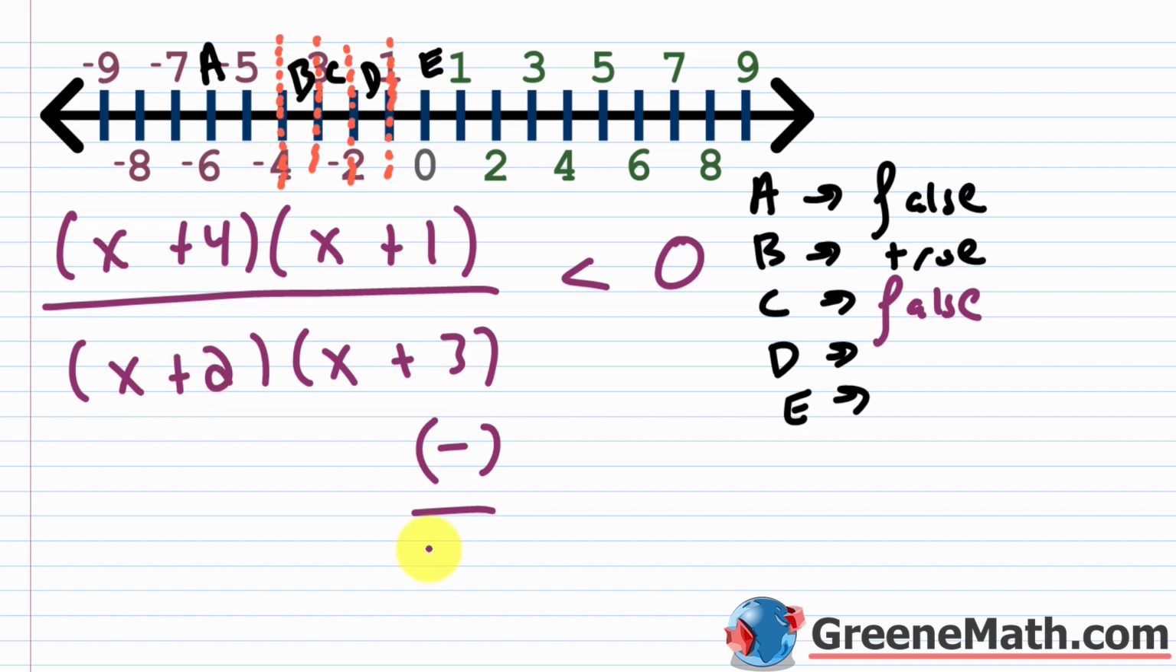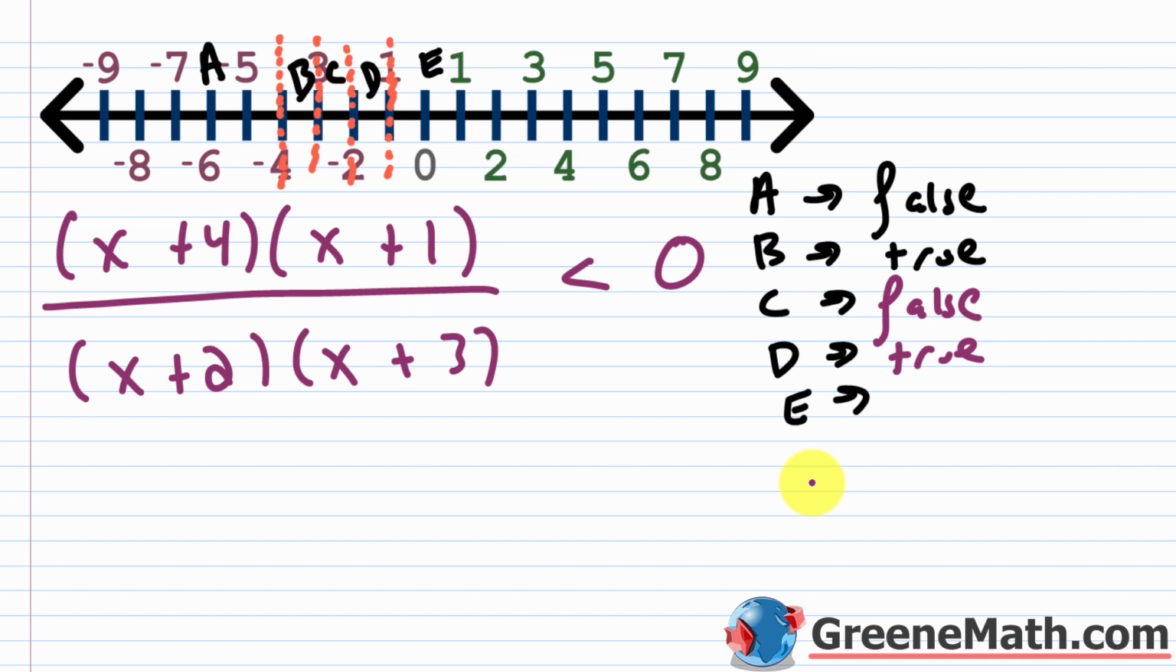Negative 1.5 plus 2 would be 0.5. And then negative 1.5 plus 3 would be 1.5. So this right here would be a positive, right? So negative over positive is negative, and a negative is less than 0. So this would be true.